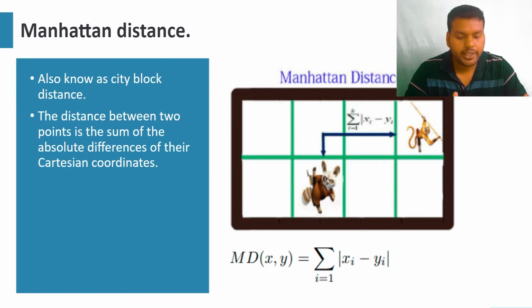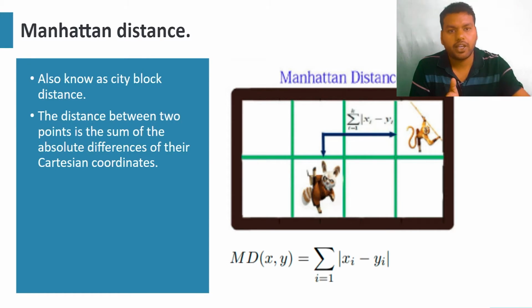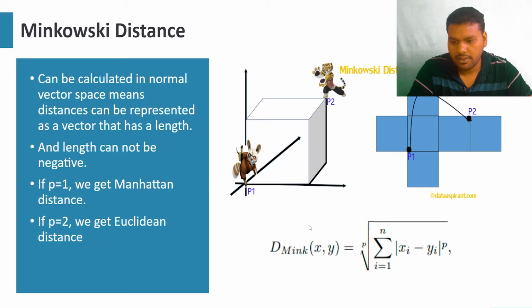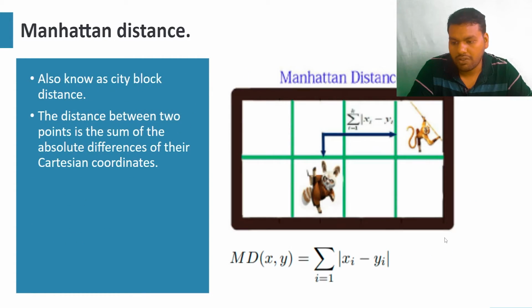It can be calculated based on the square box, like from one point to another point there should be an angle of 90 degrees. So if you keep p equal to 1, then this part will become 1 and this part will become 1. So our distance formula reduces to the summation of the absolute values of the differences of 2 points. So the distance between the 2 points is the sum of the absolute differences of their Cartesian coordinates. This is the Manhattan distance.